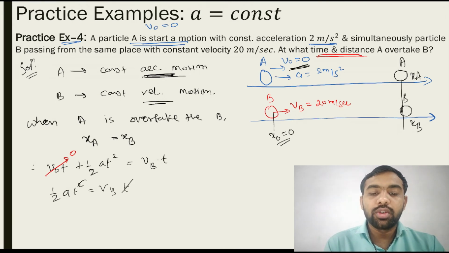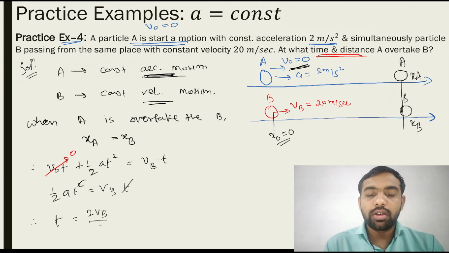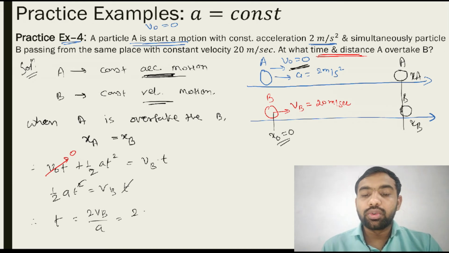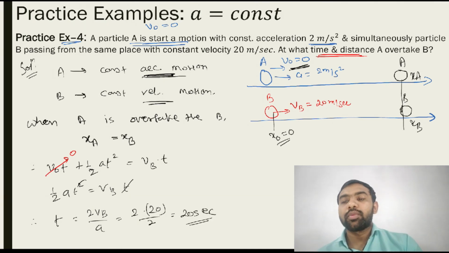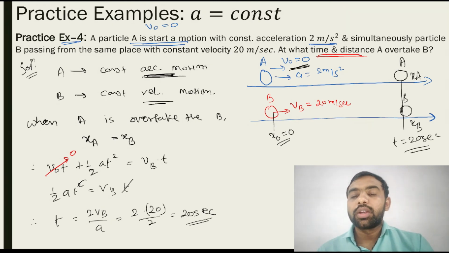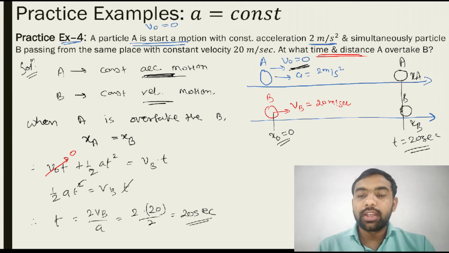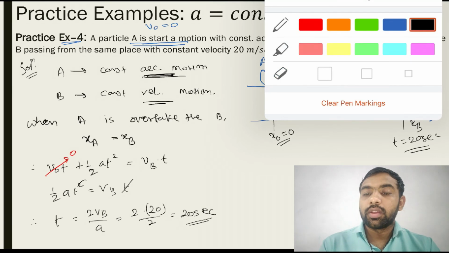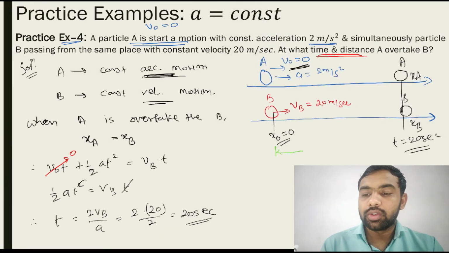So one t cancels out. So what is t from here? t is equal to 2 VB upon a. So put this value. 2 VB is equal to 20, and a is equal to 2. So 2 cancels out, 20 seconds. So at 20 seconds, when A overtakes the B, what is the time? 20 seconds. So first answer, time. Now what is the distance? Let's find this distance.